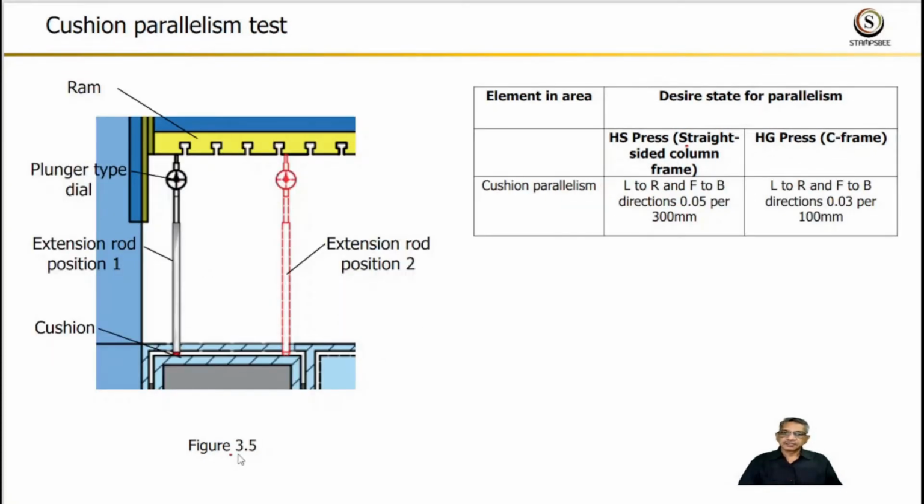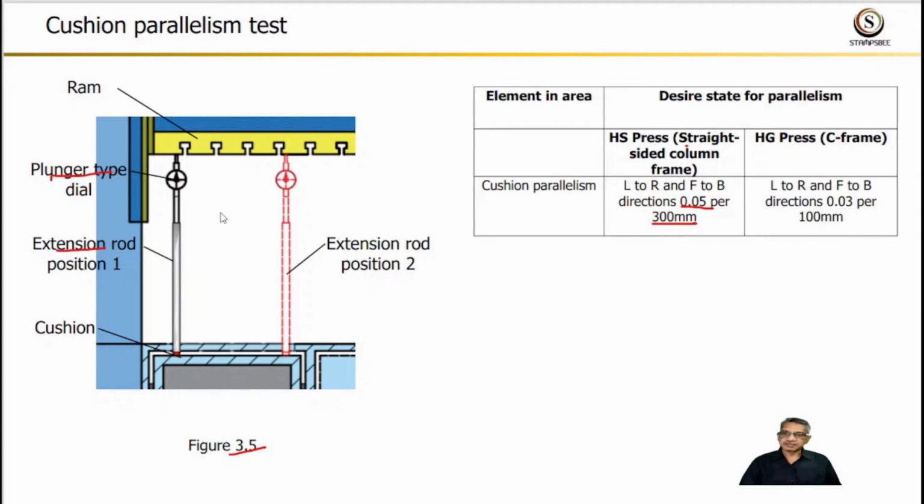Figure 3.5 shows the setup for cushion parallelism test. The standard value for straight sided press is 0.05 mm per 300 mm. Now we will understand the test. The instruments required are plunger type dial and extension rod.